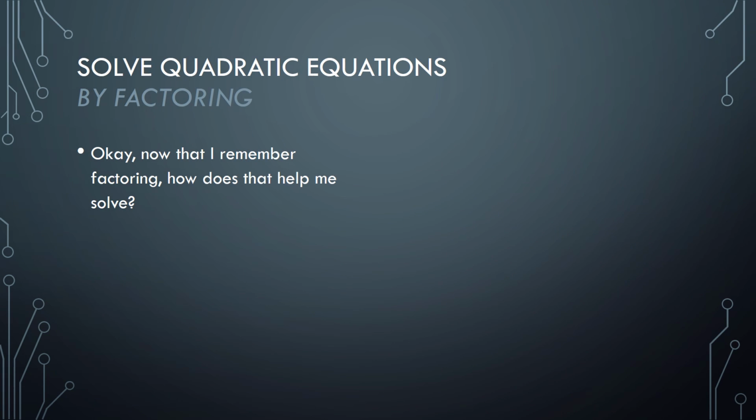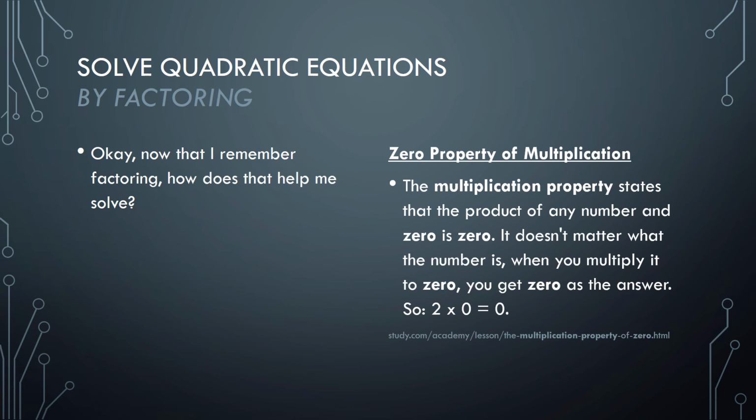So now that you remember factoring, how does that help you solve these quadratic equations? There's something called the zero property of multiplication. Basically, anything multiplied by 0 equals 0. What we want to do is figure out how to make each of those groups equal 0. Those will give us the two solutions.